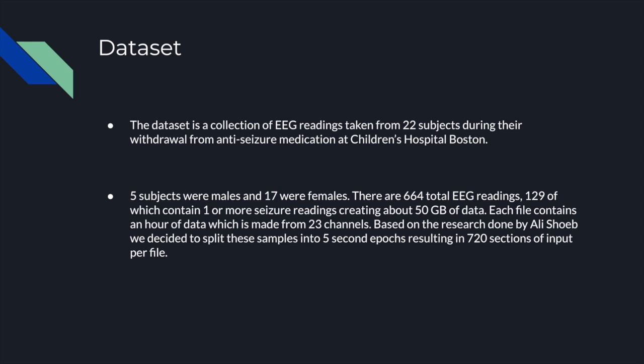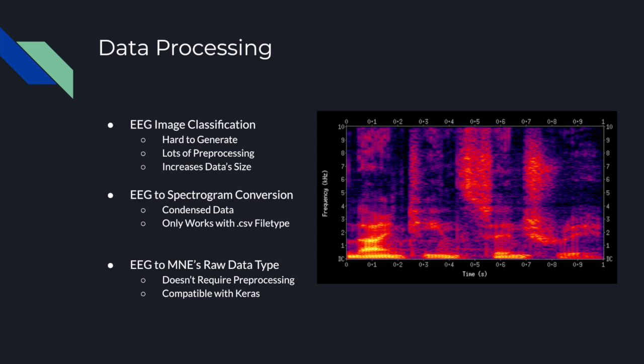GB of data. Each file contains an hour of data, which is made from 23 channels with a sampling rate of 256 MHz. Based on the research done by Ali Shoaib, we decided to split these samples into 5-second epochs, resulting in 720 sections of input per file.